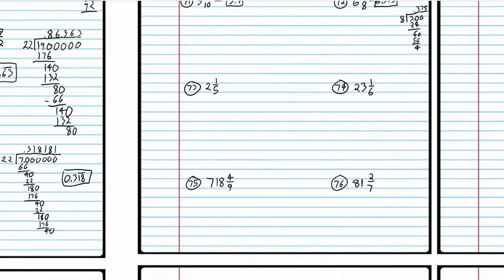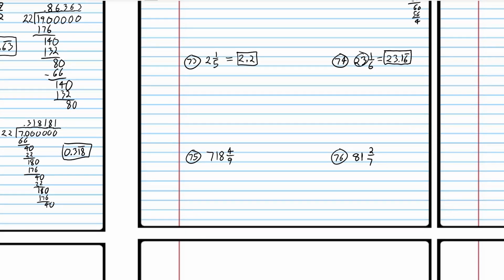All right, we're back. So 2 1/5 is 2.2. If you do long division on 1/5, you'll get 0.2. 23 1/6 is 23. And if you do the 1/6, 1 divided by 6 using long division, it's 0.16 bar. Again, we're doing the same thing we did before. We only have whole numbers in front of them. As you can see, this is pretty easy.